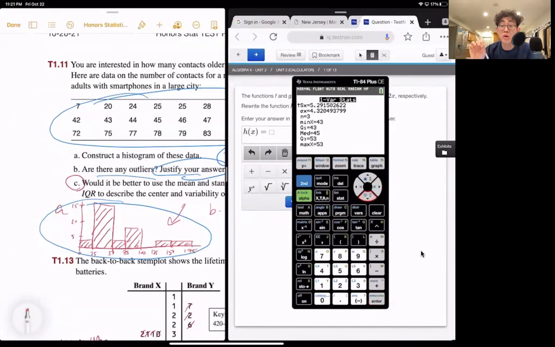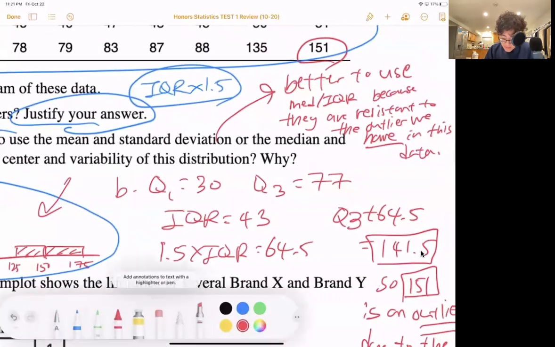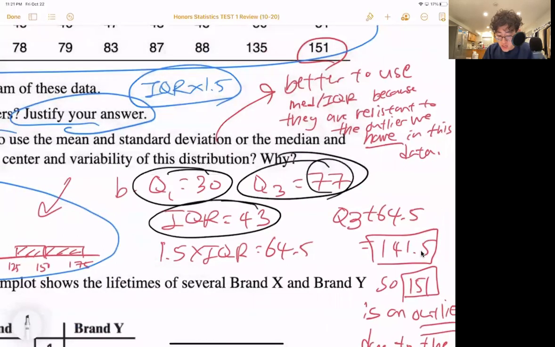So I took my quarter 1 and quarter 3. I understand it's not the same thing as the calculator says for my answer key, because the only numbers I have in my list are these 3 numbers, just to show you guys what's up. Let's say I type in all the data and you do one variable statistics. You should get these 2 numbers. Quarter 1 and quarter 3 are 30 and 77. The IQR is 43 because you subtract these 2 numbers: 77 minus 30 is 43.